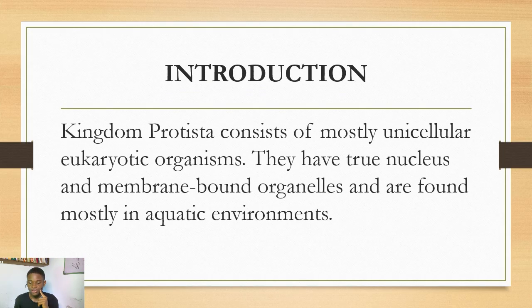Okay, so what are protists? Protists are mostly unicellular and eukaryotic organisms. When I say unicellular, they have just one cell. They are not multicellular. Eukaryotic means that their cells have a defined nucleus. They have a true nucleus and membrane-bound organelles. That means the different organelles in the cell, from the endoplasmic reticulum to the ribosomes to the lysosomes and the mitochondria. They have membranes. And they are found mostly in aquatic environments.